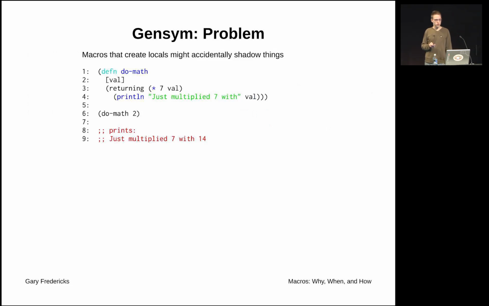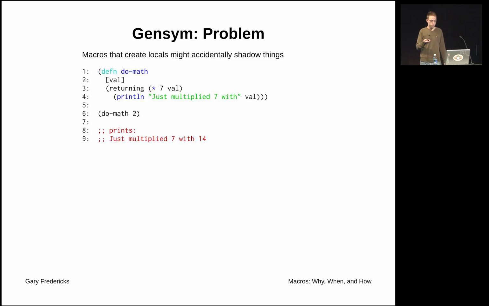The third feature is auto Gensym. So the problem here is kind of similar to the last problem, but this is about locals instead of vars. So if your macro creates a local and the user's code runs with that local in scope, then you can have some interesting shadowing issues and things not doing what you want.